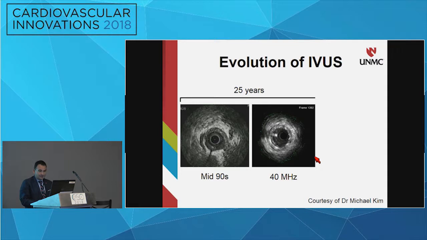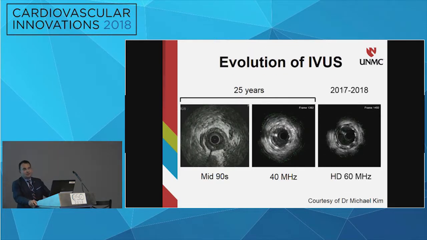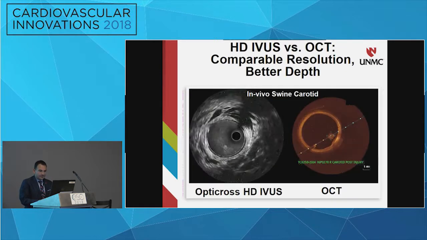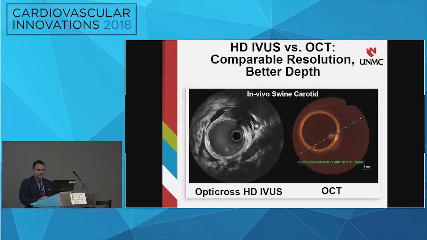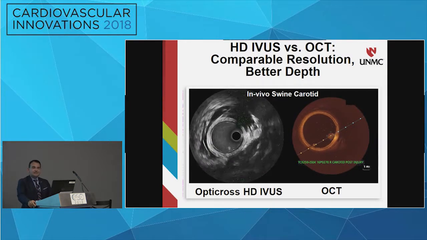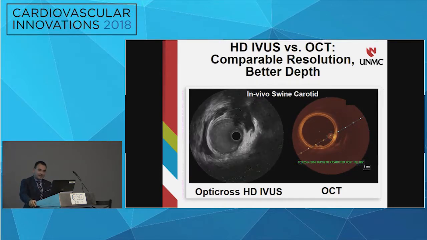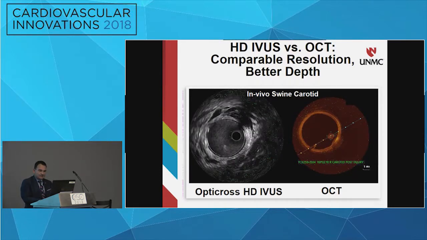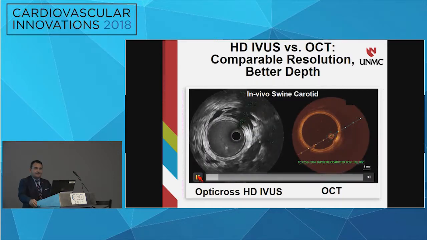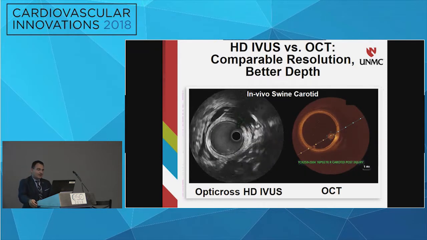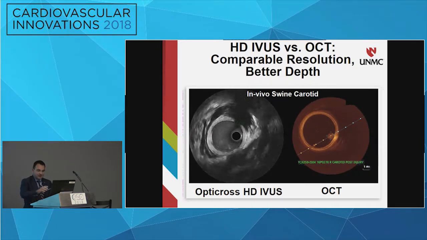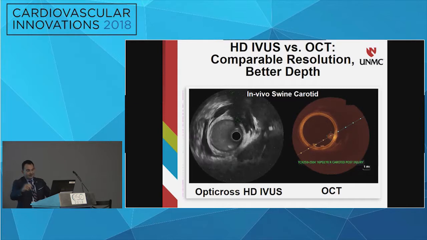and now it sounds like the IVUS is trying to hit back, with the introduction of the so-called high-definition 60 megahertz IVUS. And obviously, as you can see here, the high-definition IVUS gives us a comparable resolution. This is an in vivo swine carotid experiment, and at the same time, the high-definition IVUS gives us great depth. We can cover more than 6 millimeters depth versus OCT, which covers up to 1 millimeter in depth.